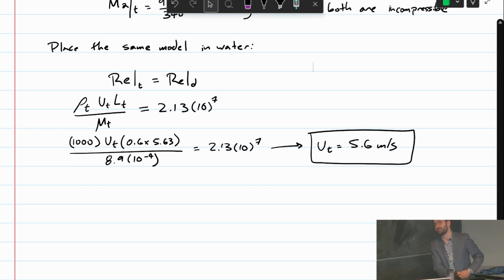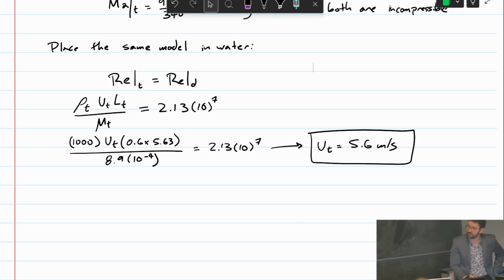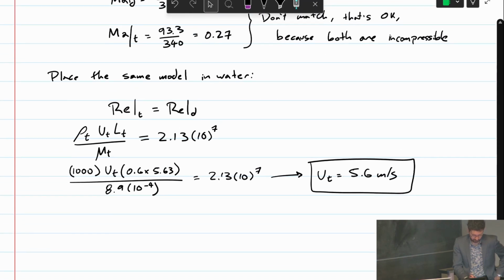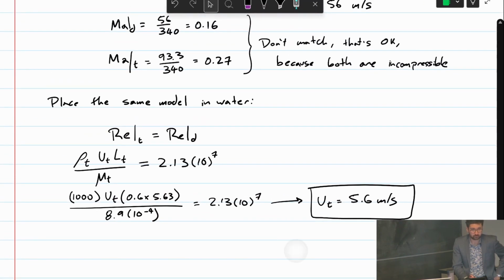Yes, please. Design in air and just putting the test in water. Exactly. Yeah, the design is still in air. Yep. Your previous Reynolds number was not in water, but now you're using the same assumption, but with the test in water, and that gives you a correct estimate of the speed?